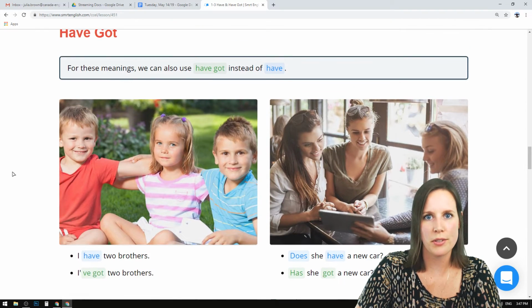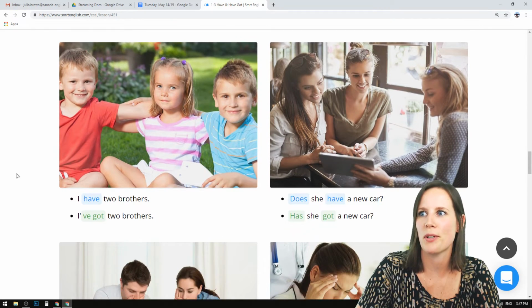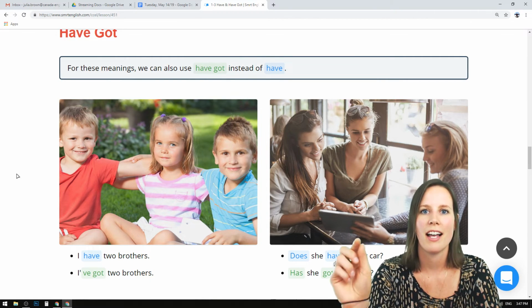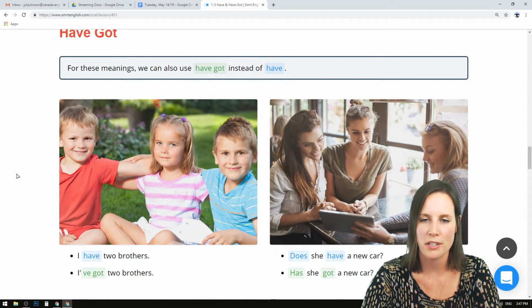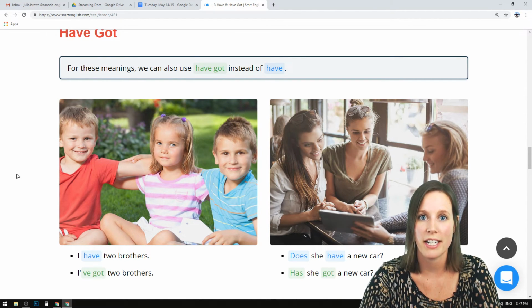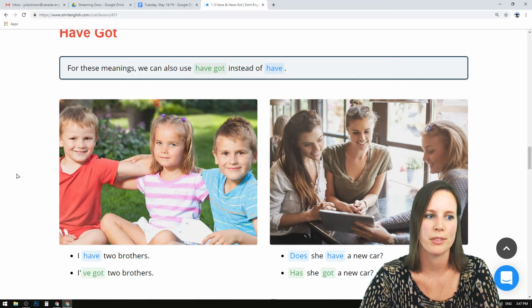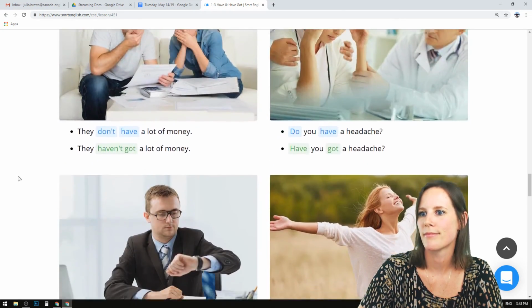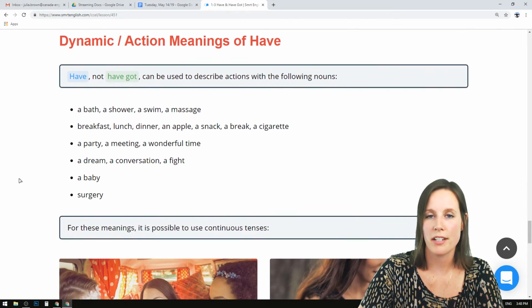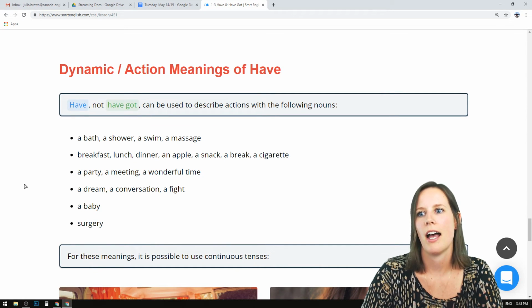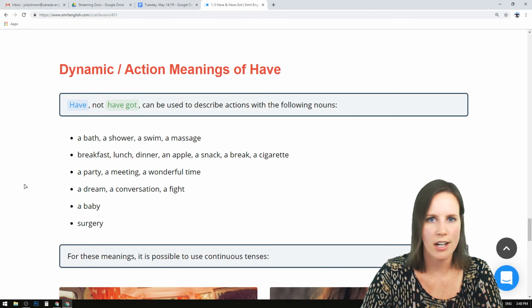So we also talked about have got, right? Where we can replace have with have got. Remember, have got, it's not the present perfect tense. It is the same as have. Have got, no difference in those contexts in the present tense. And finally, we talked about dynamic actions of having, in which case have got is not possible.